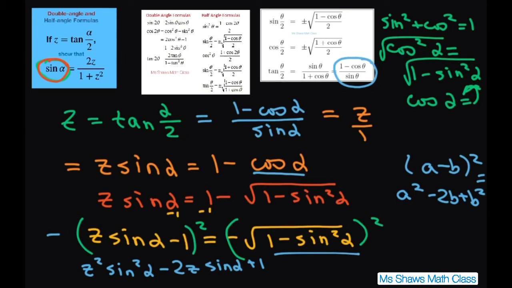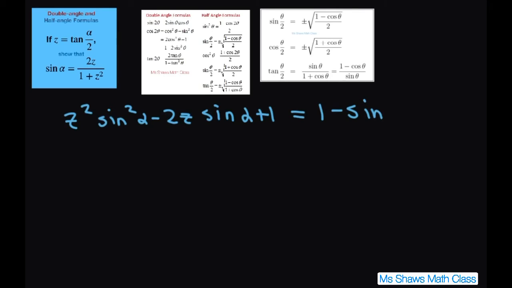All right, so let's do that. When I square the right-hand side, the negative goes away, and so does the radical. So the next thing we're going to have is z squared sine squared alpha minus 2z sine of alpha plus 1 equals, again, the negative goes away, so you have 1, and so does the radical, sine squared of alpha. Now the 1's go away.